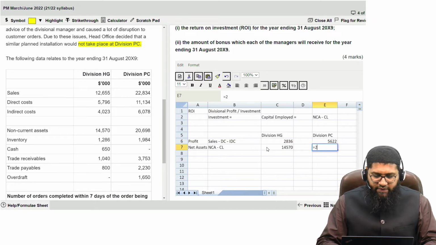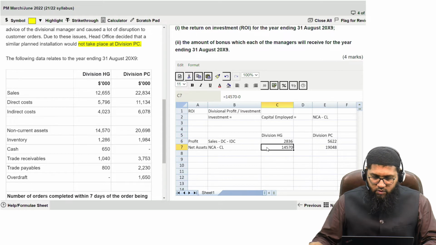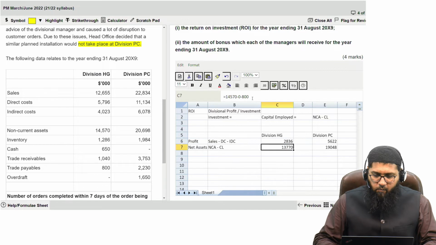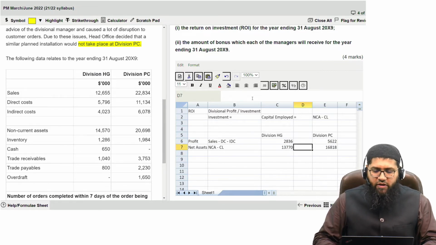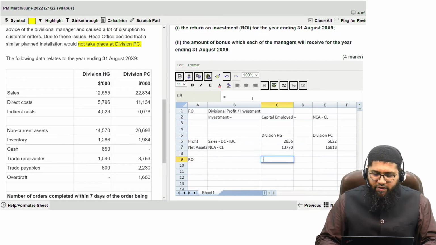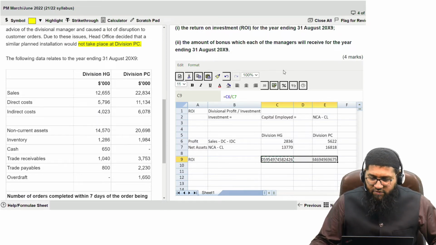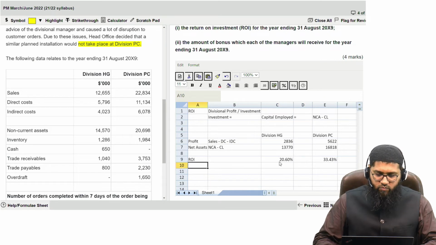It could be 20,698 minus, okay, just wait a bit. The current liability includes the payables and the overdraft. So resultingly, the return on investment is going to be this divided by this, and we are going to have the percentages for it. One of them is 20.6% and the other is 33.43%.